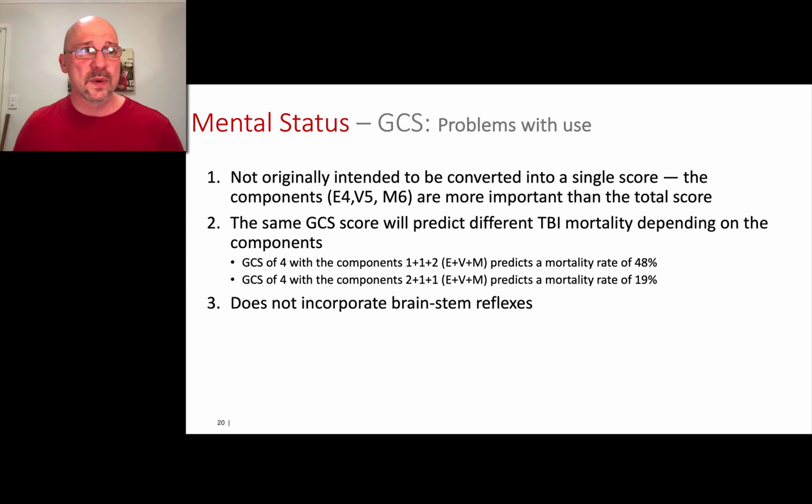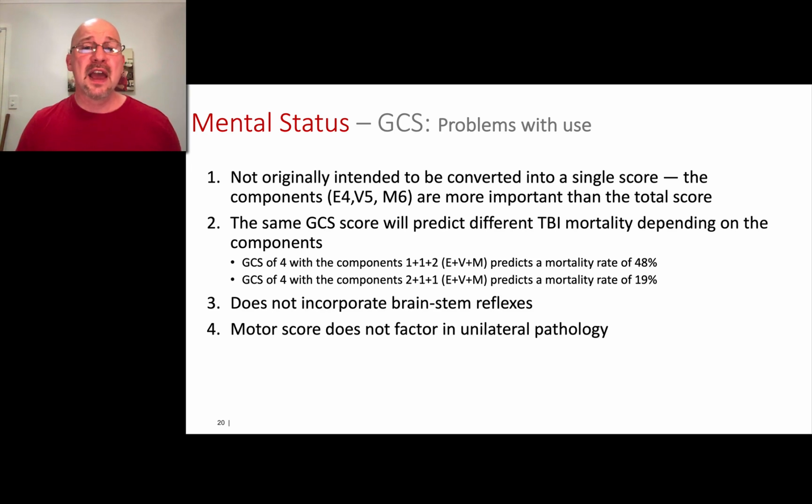Brainstem reflexes are a really important indicator of how well someone's brain is working, and that's the whole idea of the neurological assessment. Well, the GCS doesn't incorporate those, so it's missing a big view of the person's brain and how it's functioning. If they have unilateral pathologies with their motor score, so for example, if their right side of the face, right arm isn't working very well, the GCS doesn't pick it up, because to use the GCS properly, you give the best score that the patient is capable of.